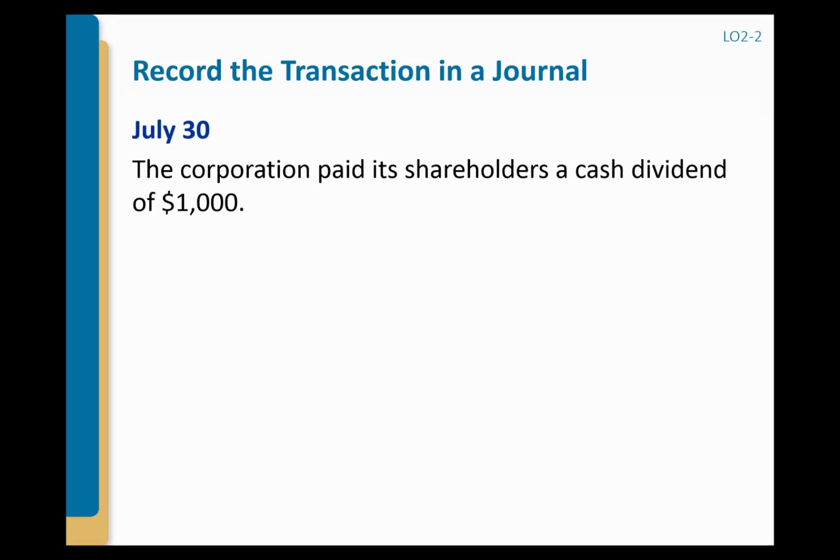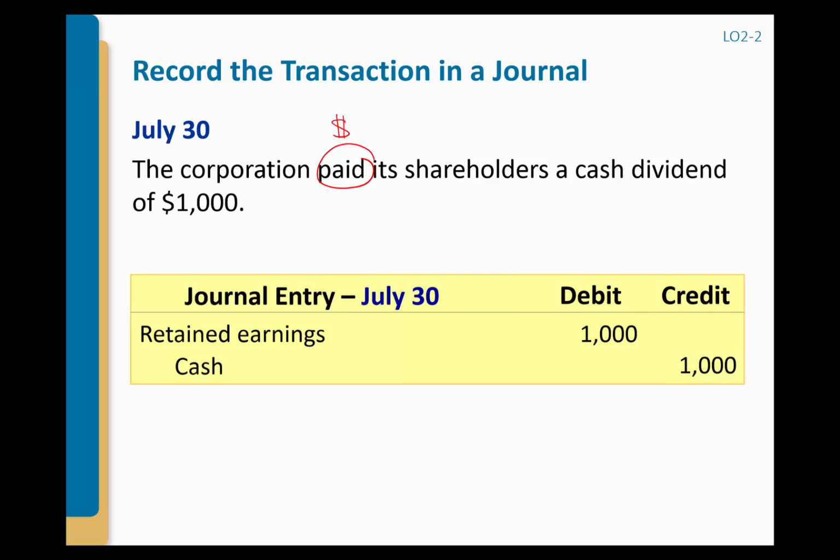Now on July 30th, we paid, so again, what's happening to cash? We paid shareholders a cash dividend of $1,000. So since we paid, cash is decreased. And then cash dividends, we're recording it to retained earnings here, but you can also record it to dividends or dividends declared. So that's not as critical at this point, just realize that it's hitting retained earnings.